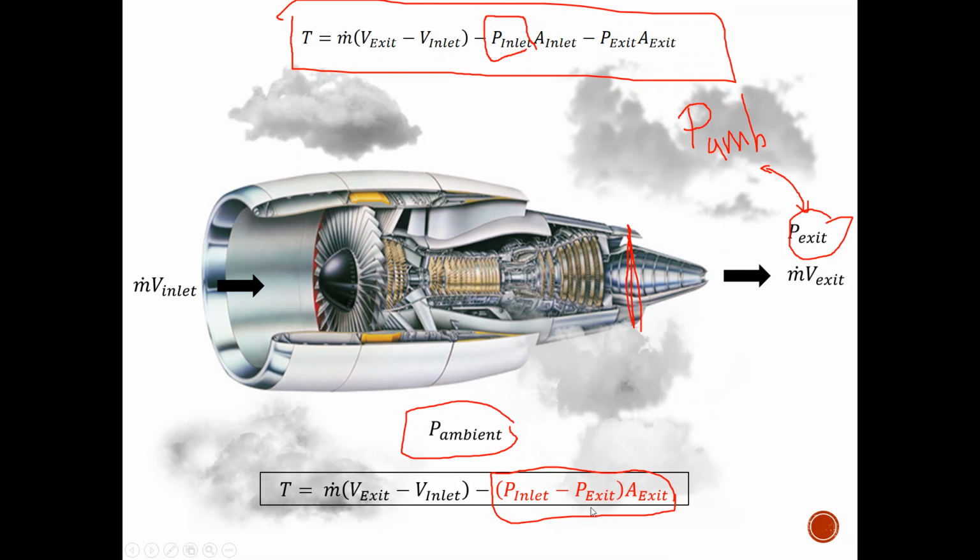Let's think about this a little bit more. The ambient pressure is about 101 kilopascals, or about 14 psi, right? And any velocity that is exiting the engine will have a really high speed. So that means your static pressure will be very low compared to the inlet pressure. So that means at lower altitudes, your exit pressure will always be less than the inlet pressure.